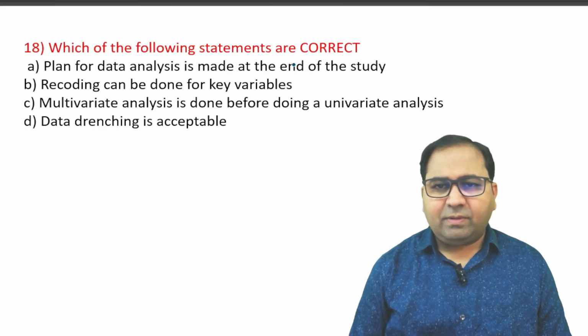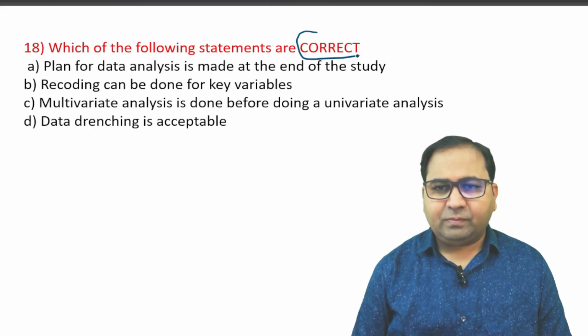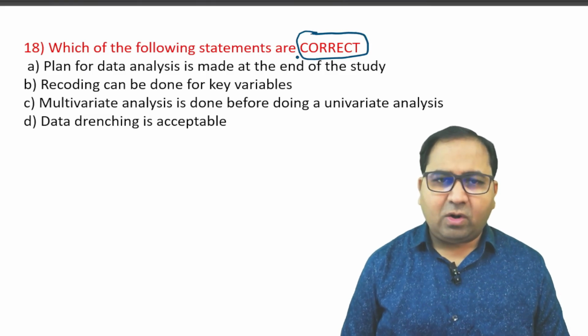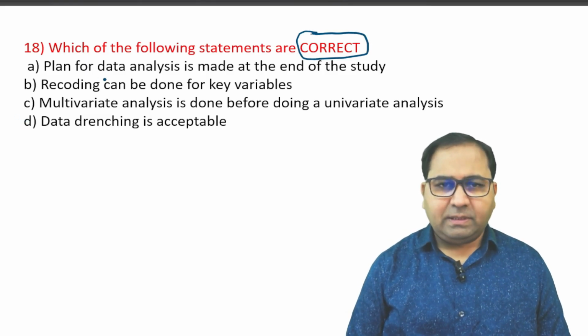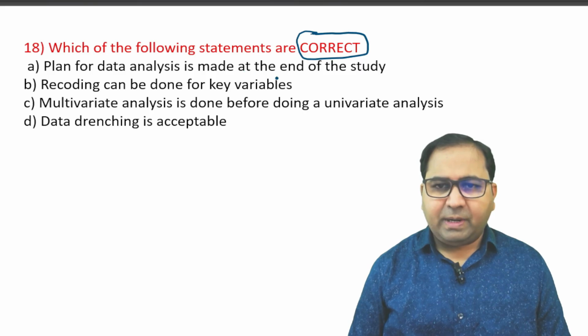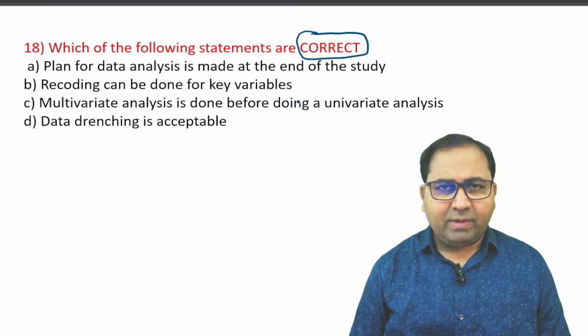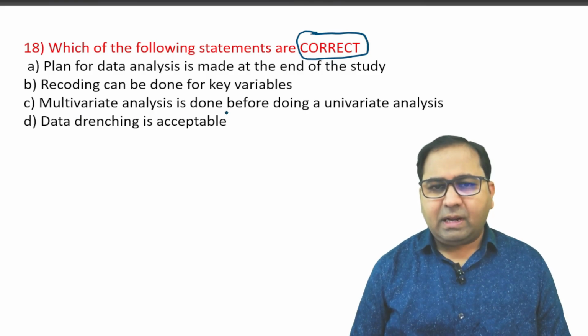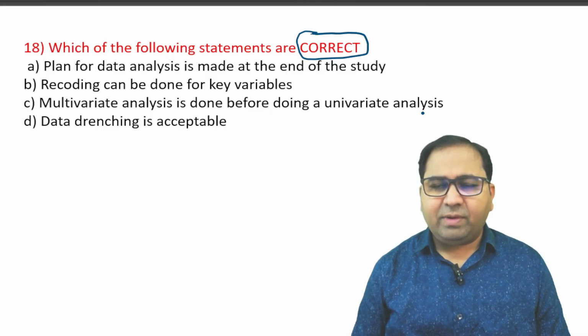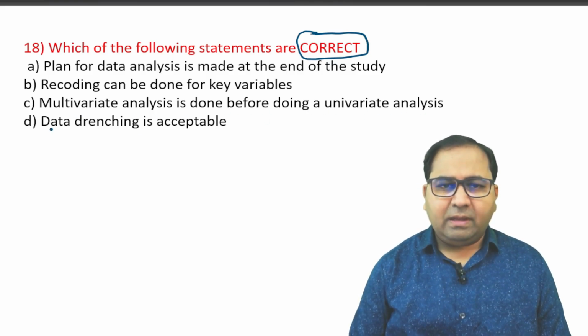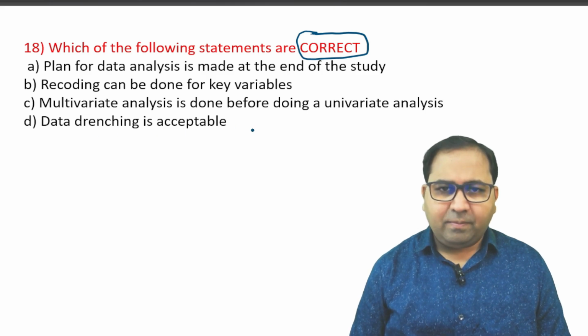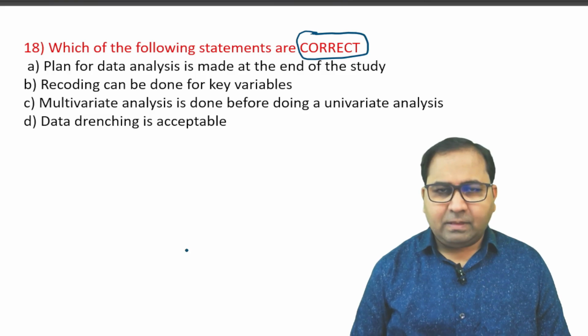Next question. Which of the following statements are correct? So one statement is correct and three are wrong. Let us see the statements. A, plan for data analysis is made at the end of the study. B, recoding can be done for key variables. C, multivariate analysis is done before doing a univariate analysis. D, data dredging is acceptable. So only one statement is correct. The answer for this question is option number B, that is recoding can be done for key variables.